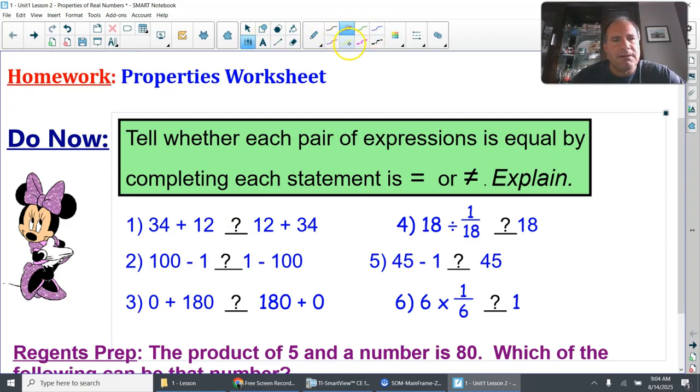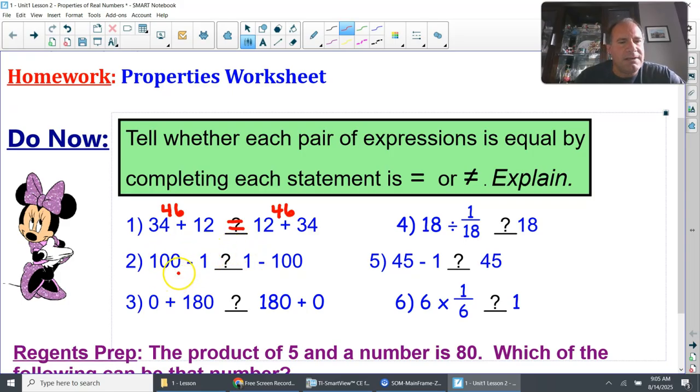So we are going to go 34 plus 12. If you don't know if it's equal to 12 plus 34, you could put it in the calculator, or you could just add them together or know the properties. So this is 46, and this one would be 46 as well. So of course they are equal. That is commutative property of addition.